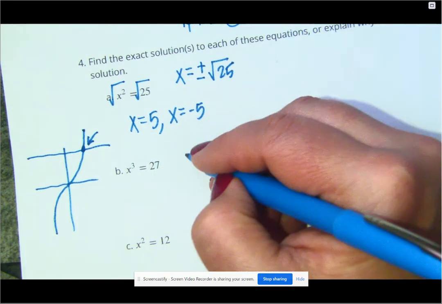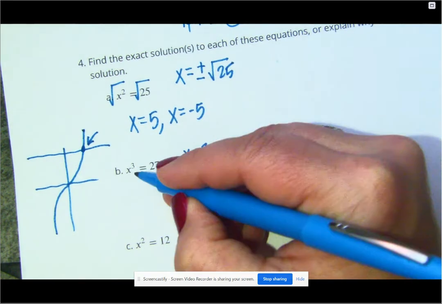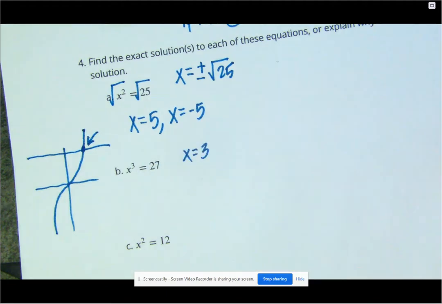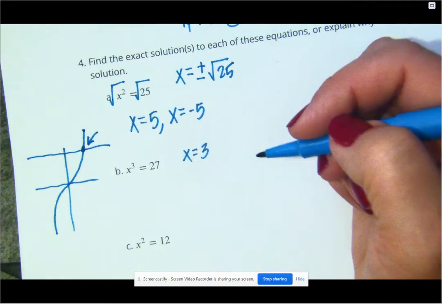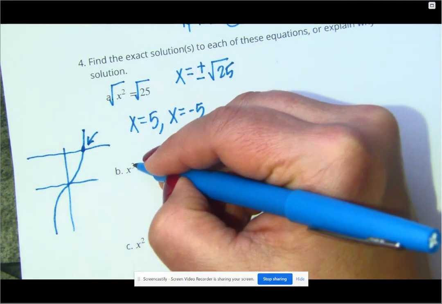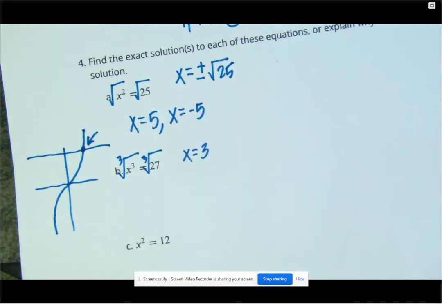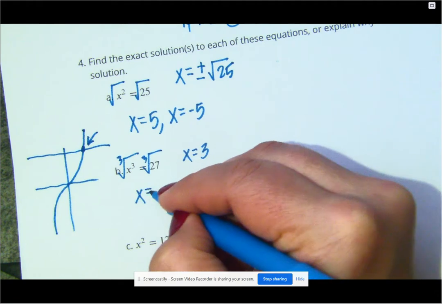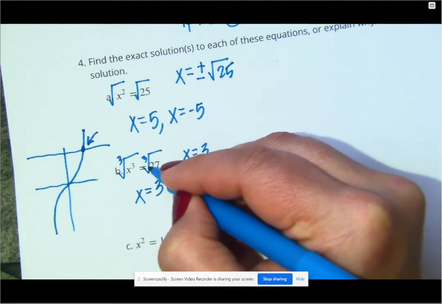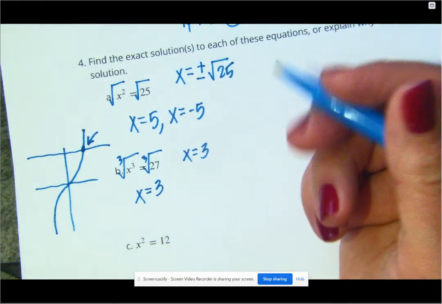Maybe you know this answer off the top of your head. It's 3, because 3 times 3 times 3 is 27. If you don't, you can solve it. To undo cube, you cube root. Whatever you do to one side, you do to the other. And the cube root of 27 is 3. You either know that off the top of your head or you can type it into a calculator.